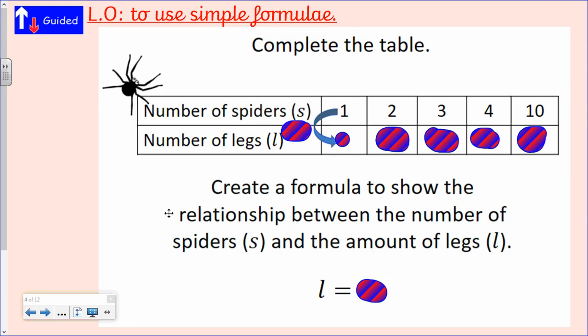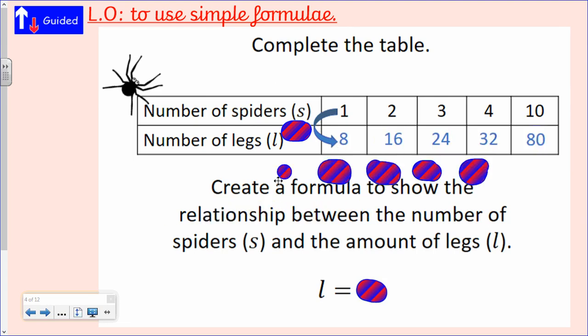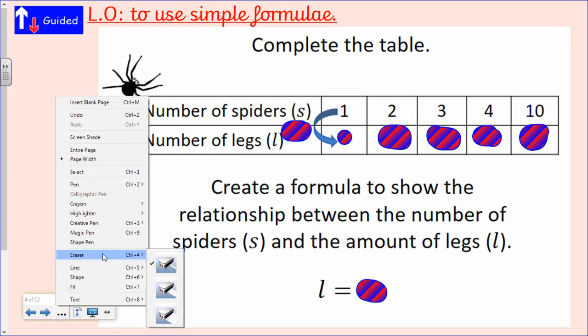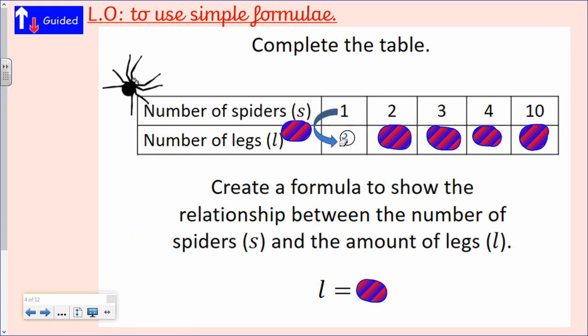So one spider is going to have, oh no, I was not thinking that would happen. Well, you've all just seen the answers there. Oh well, hopefully you've not noticed. One spider has got 8 legs, okay? 1, 2, 3, 4, 5, 6, 7, 8. So 2 spiders then, logically, have got to have double that. They've got to have 16.